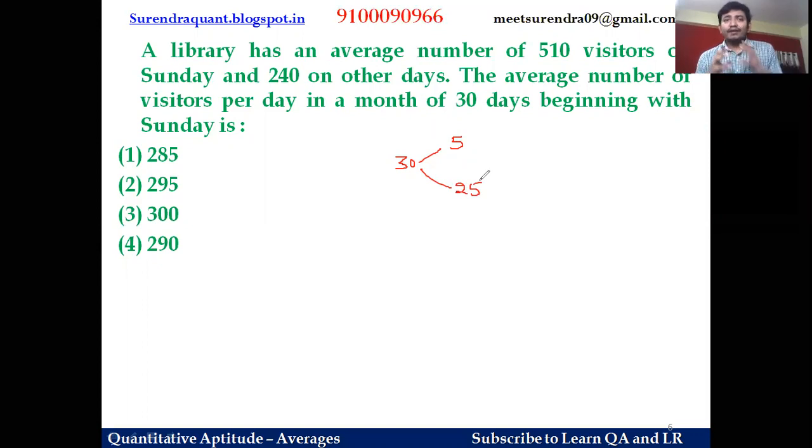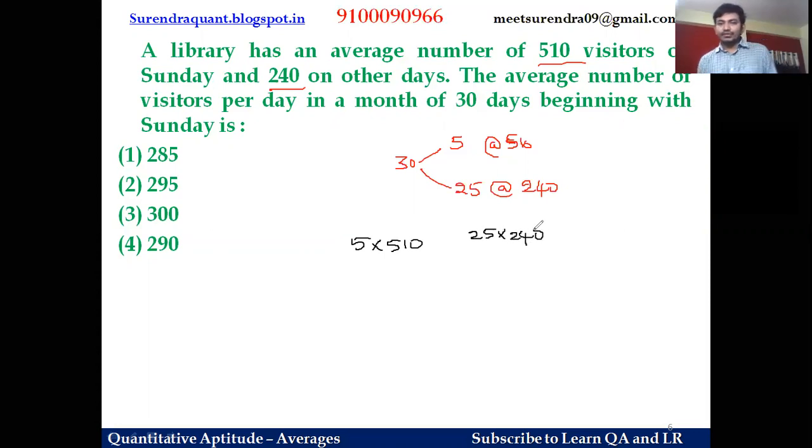During the Sundays, the number of visitors are 510. So during these 5 days, the number of visitors are 510. And during the normal days, I mean the weekdays, the number of visitors are 240. Now, it is a simple weighted average question. So let us try to understand by using weighted average. This is 5 Sundays with 510 visitors. The total visitors are 5 into 510. Here 25 days with average 240. So sum of terms is 25 into 240.